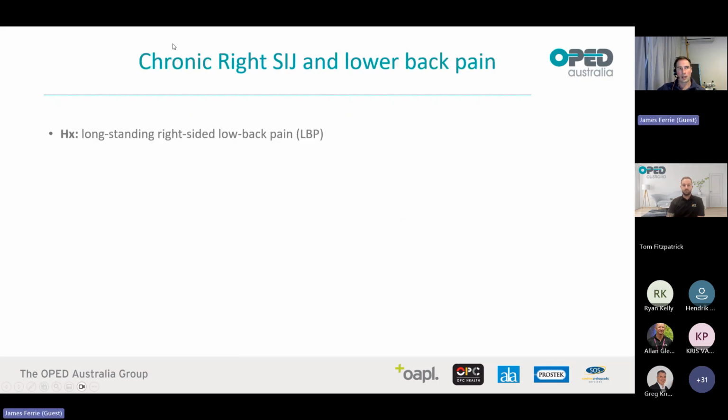This is another patient. This was really interesting. This patient's actually my receptionist, and she had a chronic history ever since she was a teenager of right side SI joint and lower back pain. She's probably in her mid-40s now, but she has suffered and constantly seen myotherapists, chiropractors, osteos for pretty much since she was a teenager.